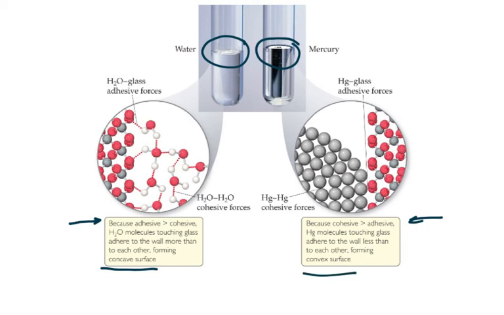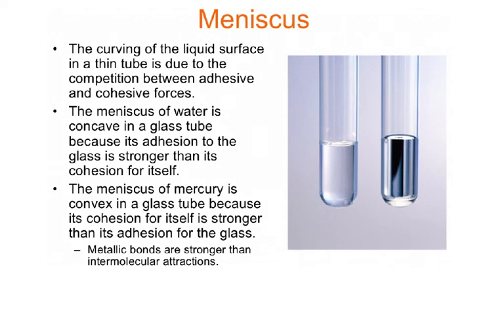Now, this curvature that you see due to the interactions between the liquid and the glass, this little curved surface is known as a meniscus. It's the curving of the liquid surface in a thin tube, and it's due to competition between adhesive and cohesive forces. So notice the meniscus of water is going to be concave inside that glass tube, and that's because the adhesion between the water and the glass is much stronger than the cohesion between water and itself. And then on the right side, you'll see that the meniscus of mercury is convex. You can see the shape is the exact opposite in a glass tube, and that's because the cohesion of mercury to other mercuries or to itself is much stronger than the adhesion of mercury to the glass.